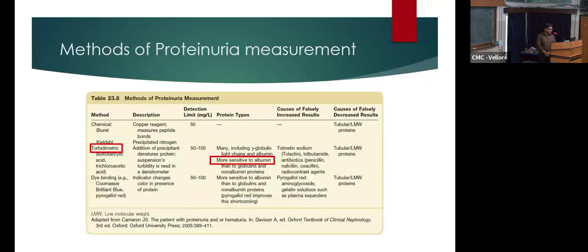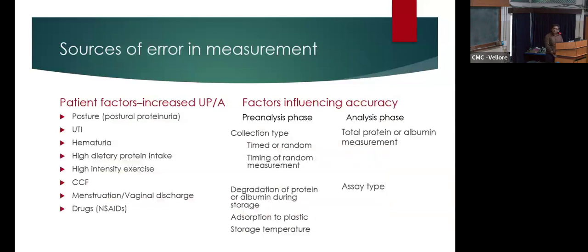The most common method to assess protein is the turbidimetric method, and to evaluate albumin, the immunoturbidimetric method. These are mostly preferred. We can also use the chemical biuret and dye binding methods. For albuminuria measurements we use the turbidimetric, and over that the immunoturbidimetric. But the most sensitive method to detect protein is the chemical biuret method. It can detect as low as 50 milligram per liter.